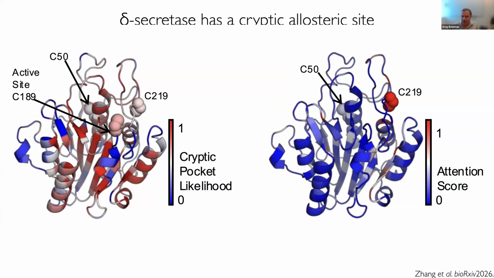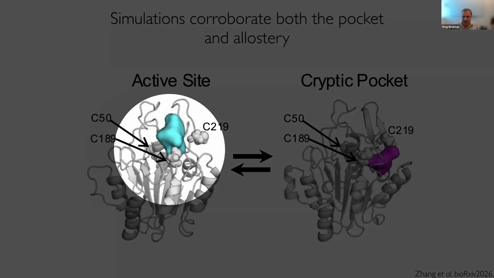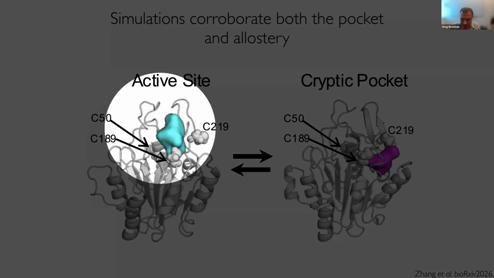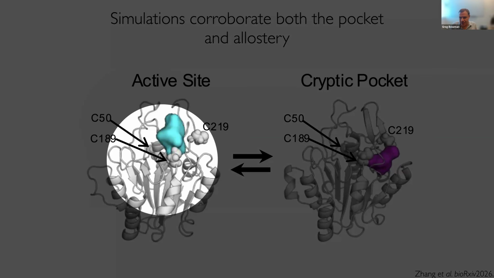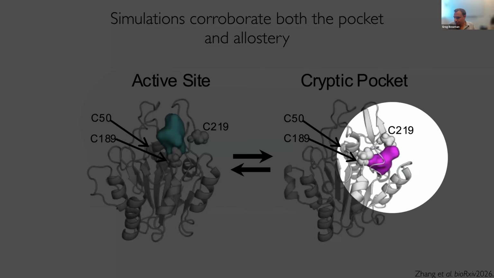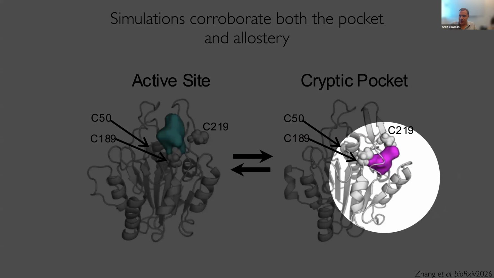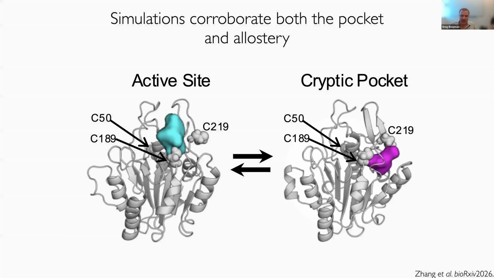So now what we can do is start running simulations. So we can apply our pocket hunting simulation algorithms. And what we find is that sometimes the active site is open. So a cyan blob is a space-filling representation of the active site. But sometimes the active site closes up and there's this pocket, this blob over here, next to our cryptic cysteine 219, right? And so there's this trade-off between these, which again suggests that if you found something that targeted this cryptic pocket, you would close up the active site and inhibit this enzyme, right?